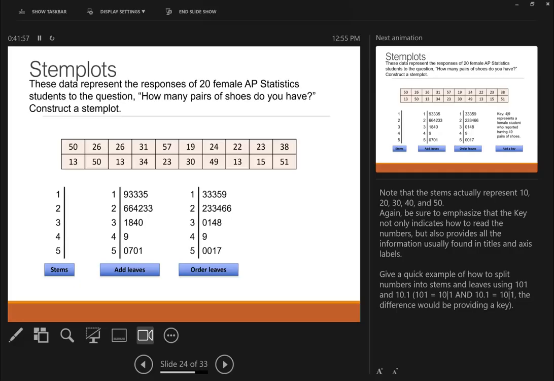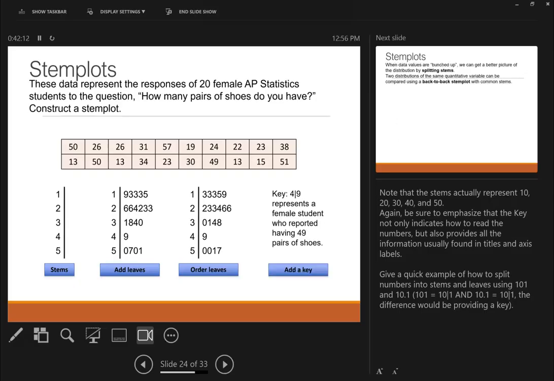Notice there's no commas here. Everybody see that? No commas in a stem and leaf plot. Am I done right now? What'd I forget, Katie? You shook your head. I forgot to write a key.